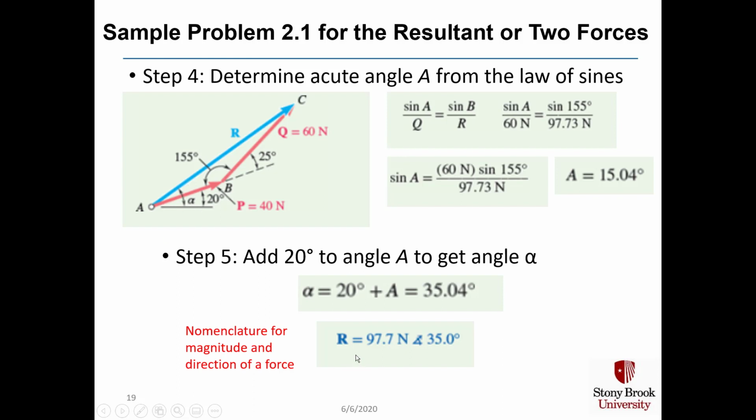This nomenclature shown at the bottom, R equals 97.7 newtons at an angle of 35 degrees to the horizontal, is the standard nomenclature for the magnitude and direction of force.